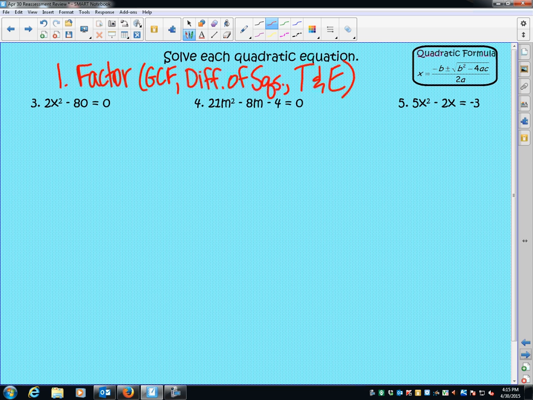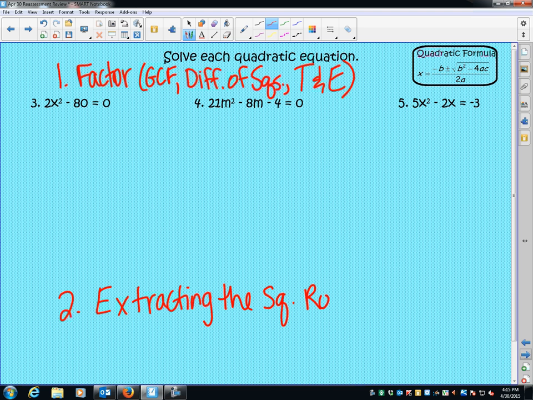The second way, I'm kind of going to come down here because I don't have enough room. The second way you can solve is by extracting the square root. You can only do this when there is no linear term, and the linear term is the x. If there's no x, then you can do it, like in number 3. You can do this method because there is no x. But in number 4 and number 5, you may not do this method because there is an x term. In this case, 4 and 5, or 4, it's an m, but it's the same principle.